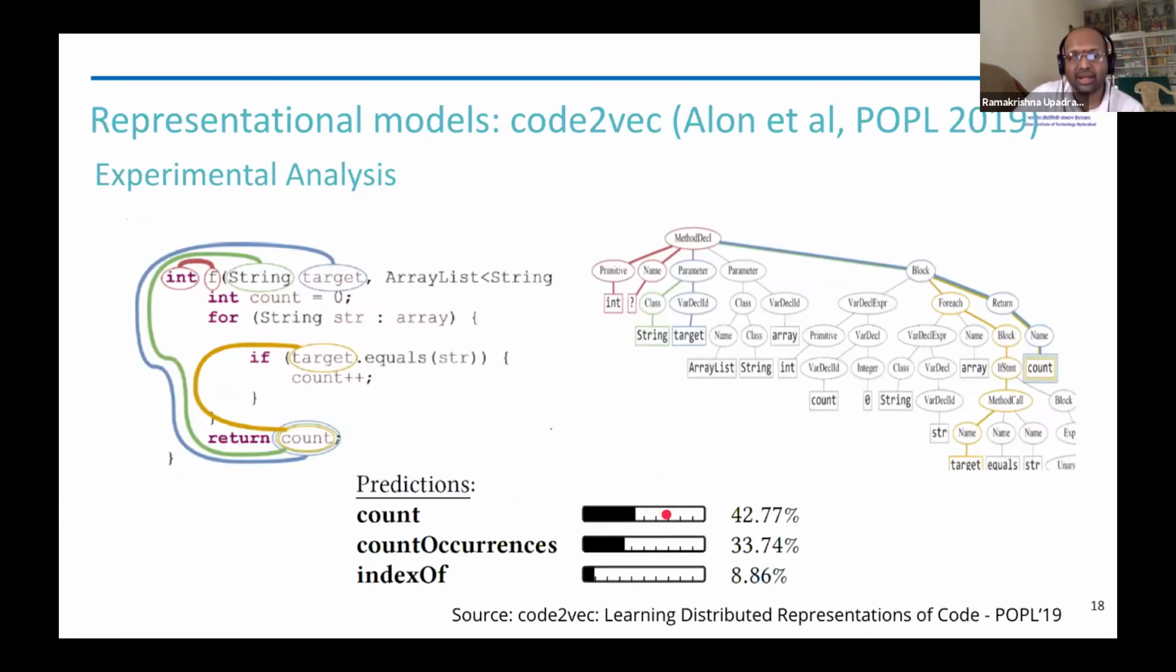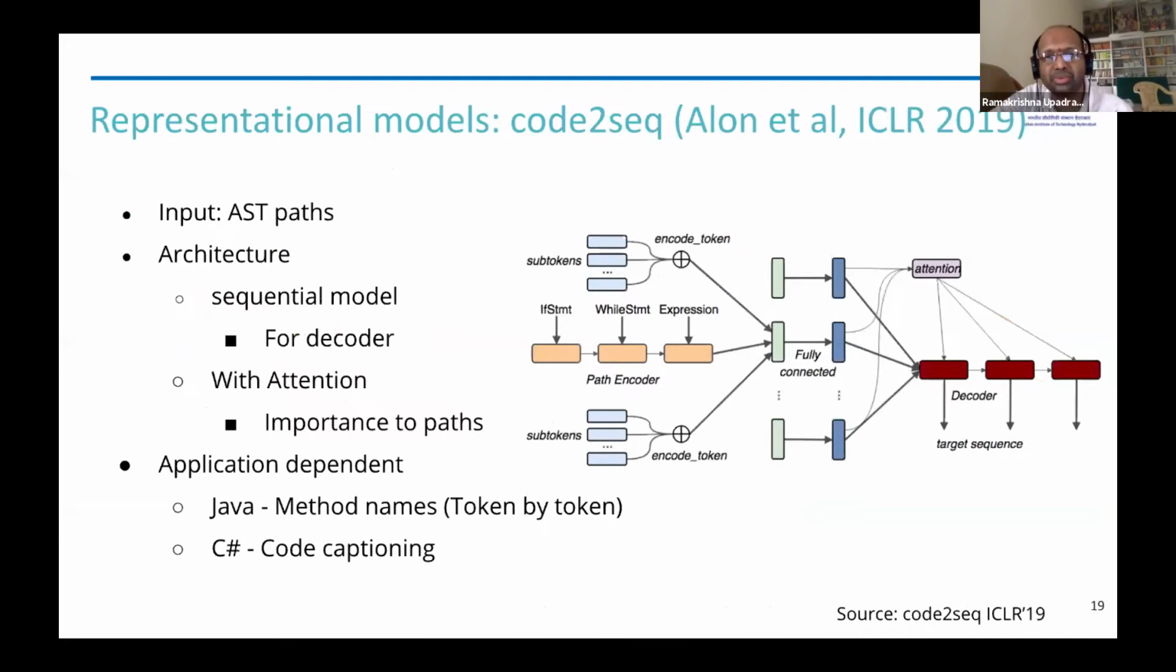It's called confidence. For example, this particular code is 42% likely to be count, and 33% likely to be count occurrences of, etc. So it has been successful, and that's it. So this sets us to the second paper by the same group.